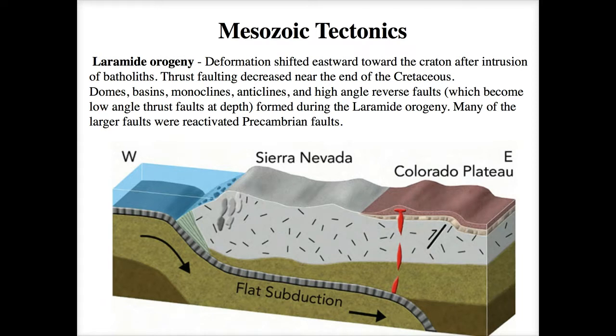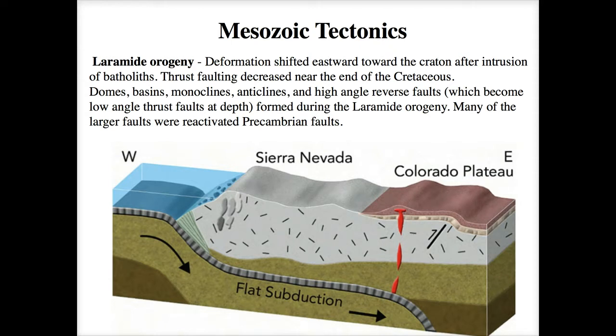So domes, basins, monoclines, anticlines, and high angle reverse faults, right, these things formed during the Laramide orogeny. Many of the larger faults that we see around the West that are involved in the Laramide orogeny, we think are those reactivated Precambrian faults.